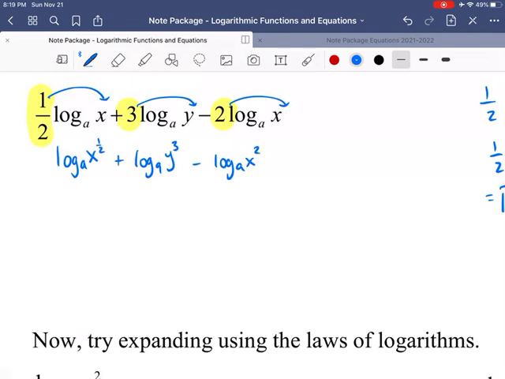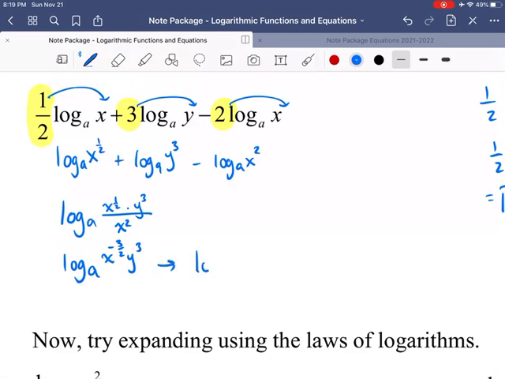Okay, so we're adding and then subtracting, so we're going to apply the product and the quotient law of logarithms. And if we create just one logarithm, log a, and we're going to have x to the half multiplied by y cubed over top of x squared. Now x to the half and x squared can simplify to x to the negative 3 over 2 y cubed. Okay, and we can leave it like that.